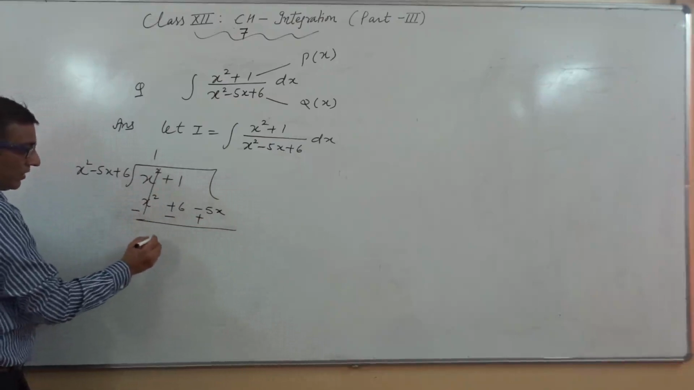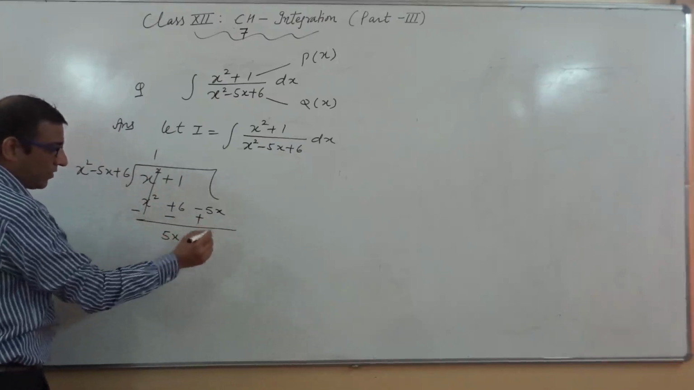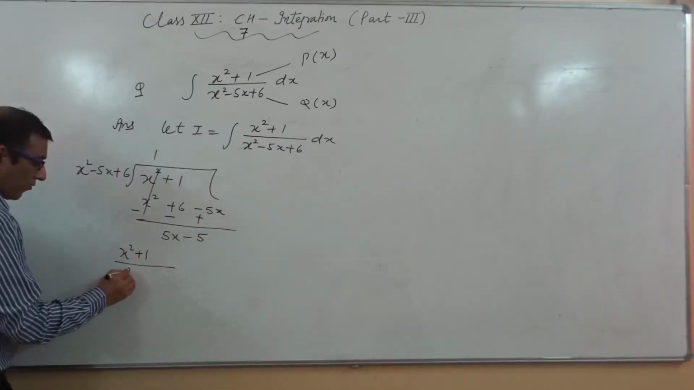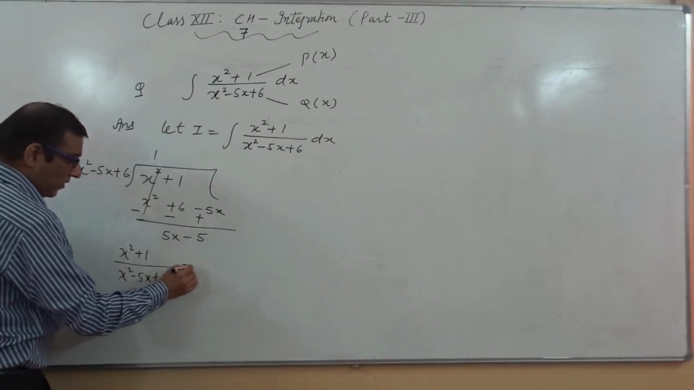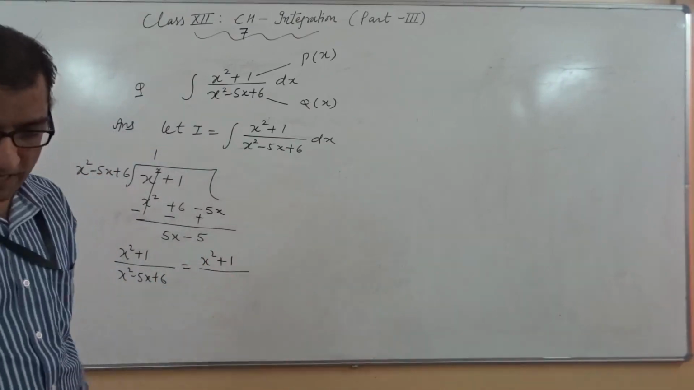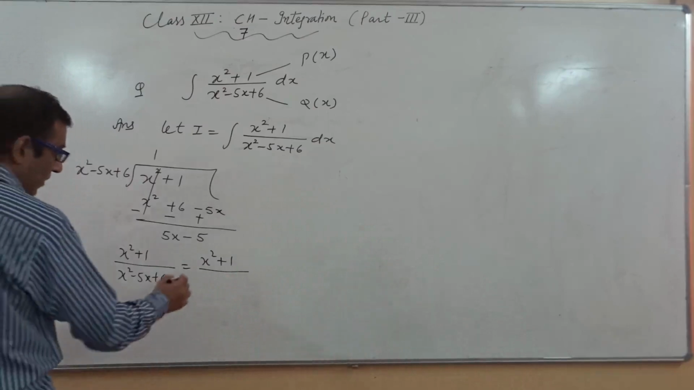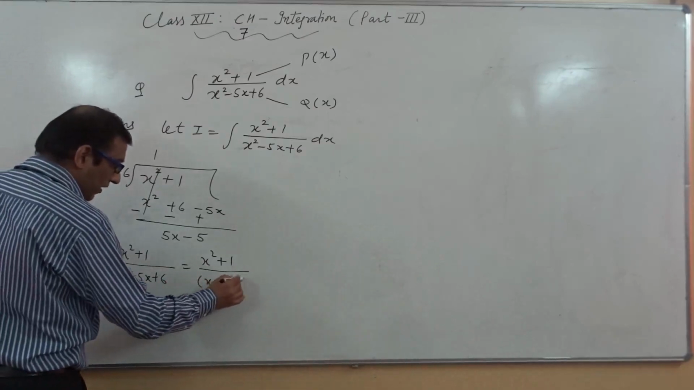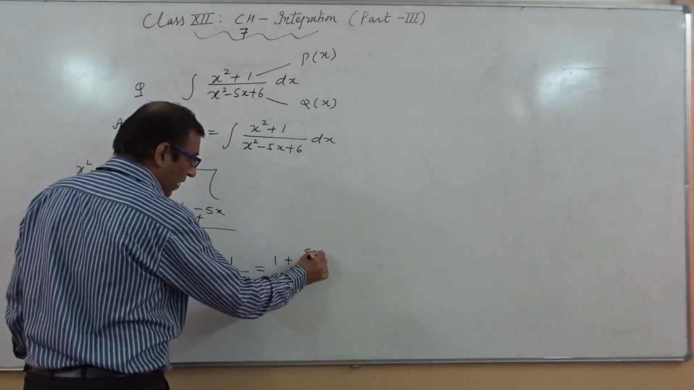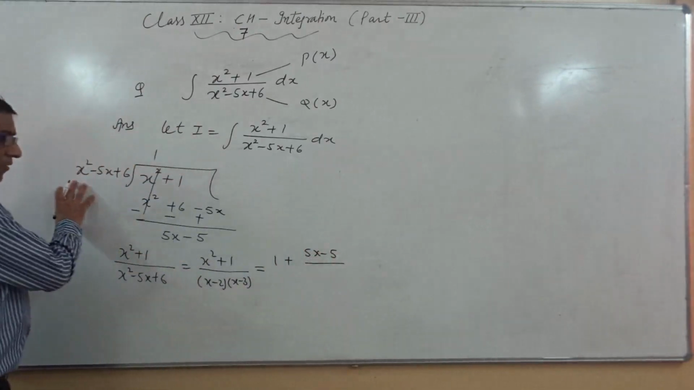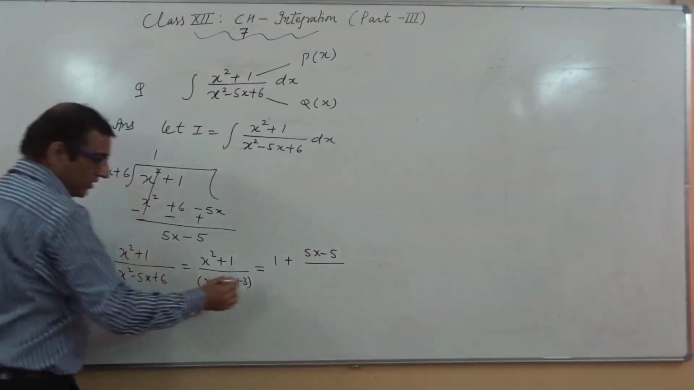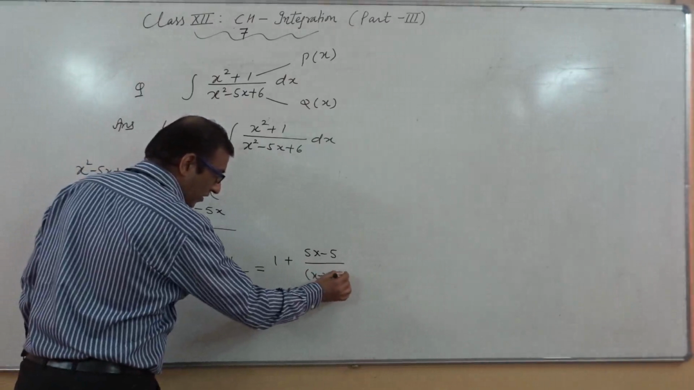So both will cancel and it can be written as 5x minus 5. It means (x² + 1)/(x² − 5x + 6). We rearrange it, and if we do the splitting of x² − 5x + 6, it becomes (x − 2)(x − 3). So it can be written as 1 + (5x − 5)/(x² − 5x + 6), and splitting of this quadratic expression is (x − 2)(x − 3).